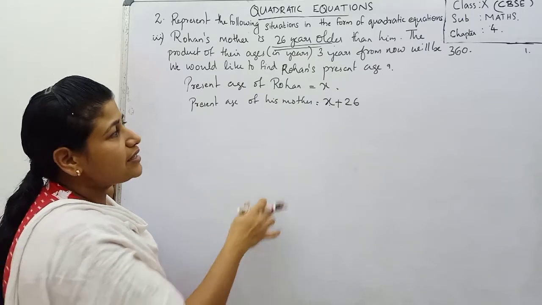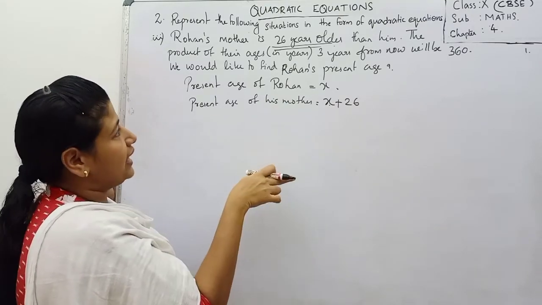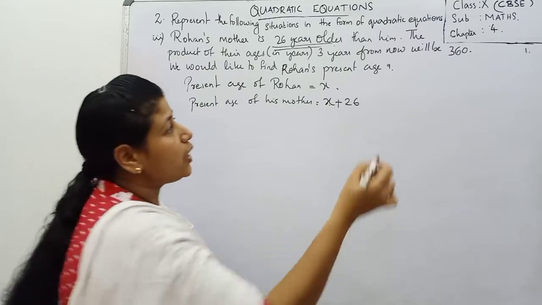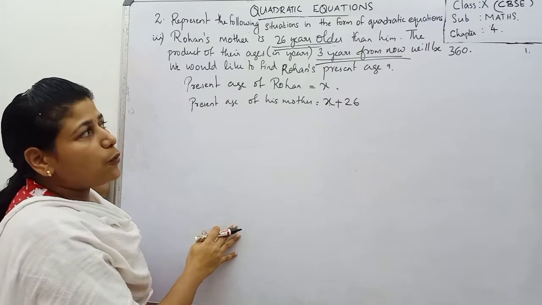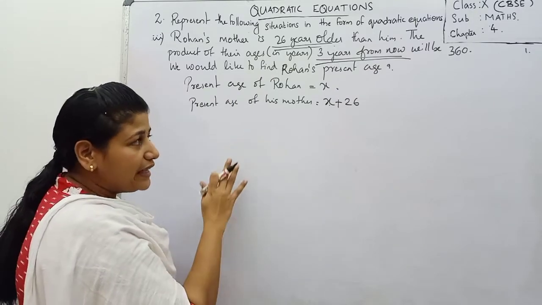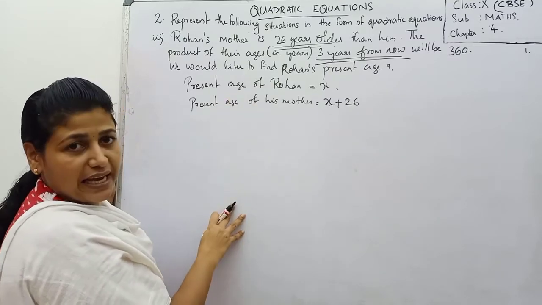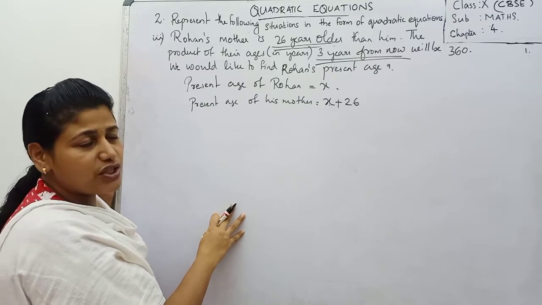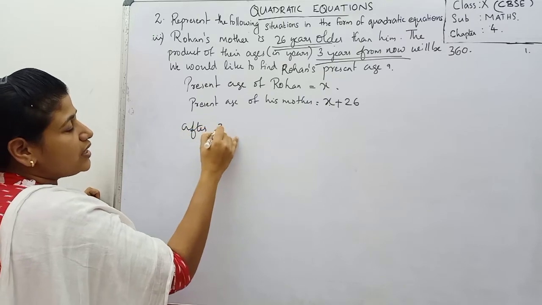Product of ages means X into X plus 26. But it is not given like that. It is given that the product of their ages 3 years from now. What is meant by 3 years from now? 3 years from now means after 3 years. After 3 years, if we are taking the product of their ages, that means Rohan and his mother's age product will become 360. Understood?